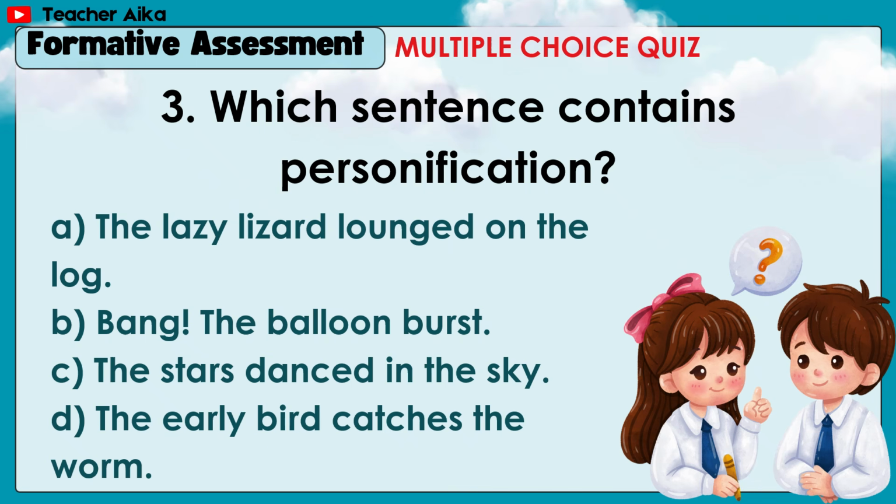Number 3. Which sentence contains personification? A. The lazy lizard lounged on the log. B. Bang! The balloon burst. C. The stars danced in the sky. Or D. The early bird catches the worm. Answer C. The stars danced in the sky.